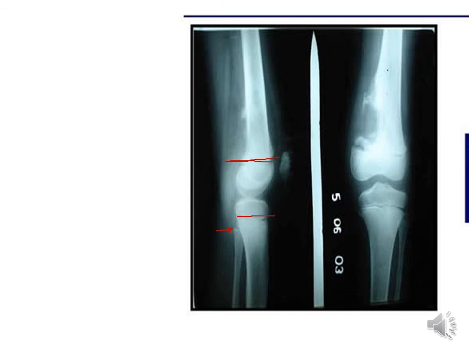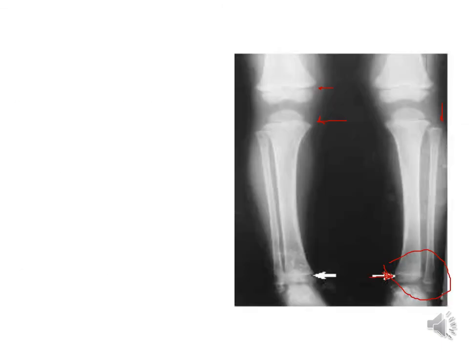Here is the same view. Lower end of femur, upper end of tibia, they are not united. Neither of them is united with the shaft. You can clearly see the black line of separation between epiphysis and the shaft. So it's less than 21 years if male.